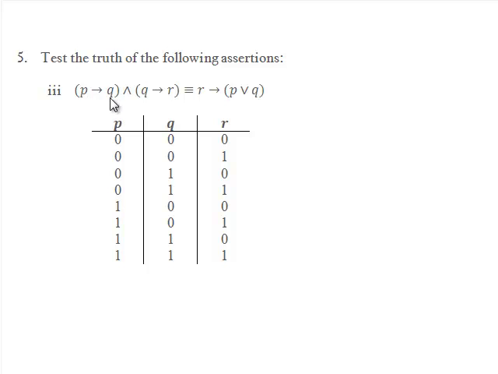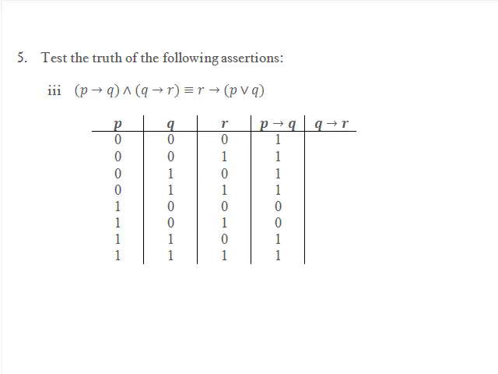Now we want P implies Q. Whenever P is 0, the output will be 1. And whenever P is 1, the output is the same as Q. Now we want Q implies R. So as before, whenever Q is 0, the R will be 1. And whenever Q is 1, the output will be the same as R.